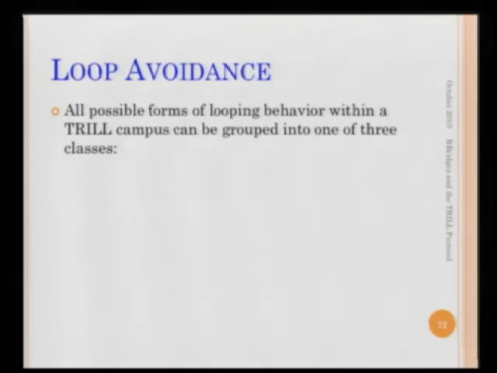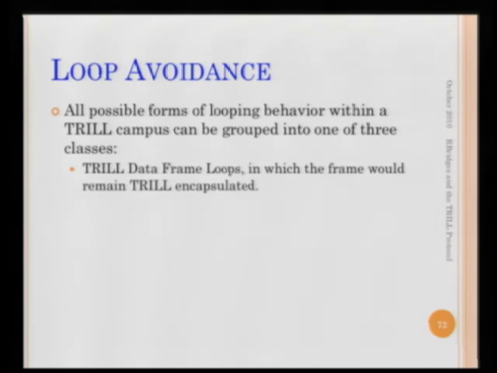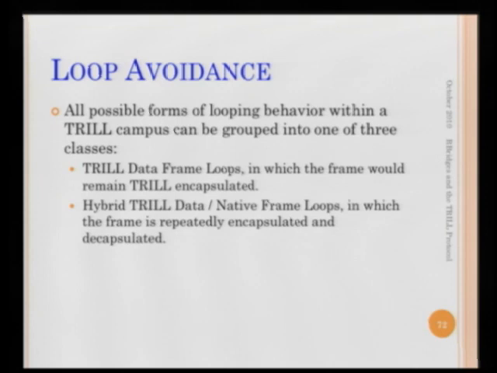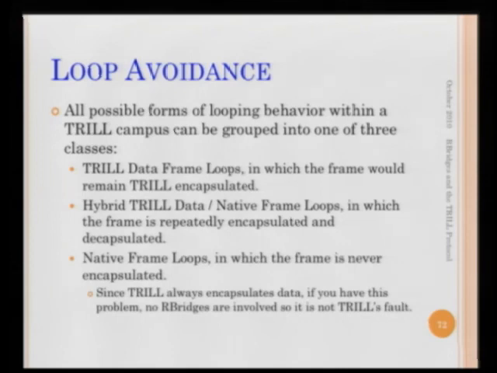Loop avoidance, a critical factor for things at layer 2. If you look at various possible loops there could be, you can categorize them into three groups. One is a TRILL data frame loop, in which the frame remained TRILL encapsulated all the way around the loop. A hybrid loop, where the frame was repeatedly encapsulated and decapsulated, or a native frame loop, in which the frame was never encapsulated. Well, the last one is easy to take care of for TRILL because it has nothing to do with TRILL. If a native frame hits an RBridge, it gets encapsulated. So if you have the last problem, you must have problems with your bridges or something. So really the first two I'm going to talk a little bit more about, because those are the ones which really are related to TRILL.